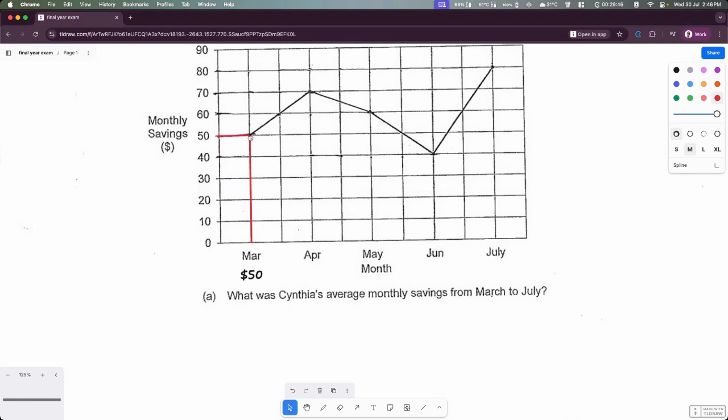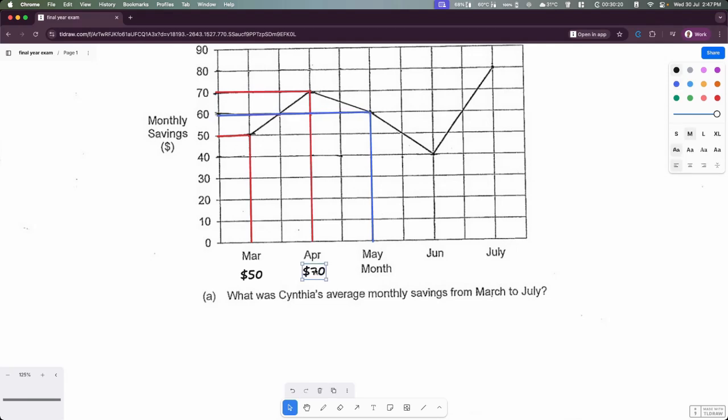Next one, let's go for April. April in this case is much higher, and she saved around $70, which is also very good. So this will be $70. Next one for May. Let's see how much she got in May. Maybe a different color. So May itself is $60 over here.